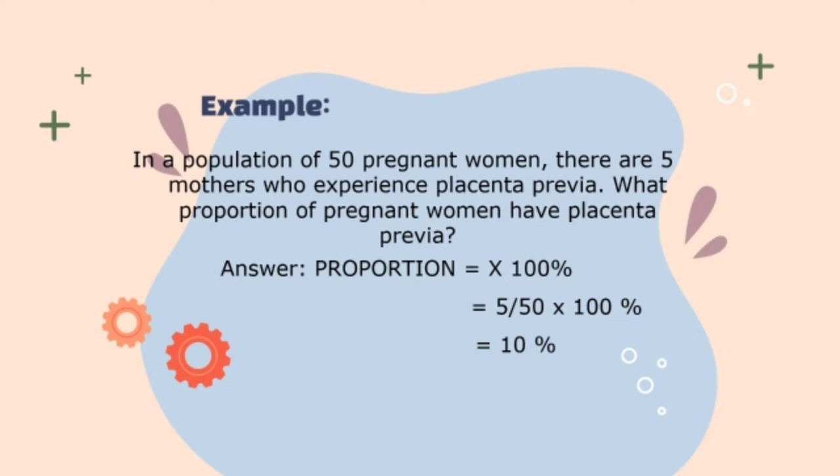Example. In a population of 50 pregnant women, there are 5 mothers who experience placenta previa. What proportion of pregnant women have placenta previa? Answer. Proportion is times 100%. 5 out of 50 times 100% is 10%.